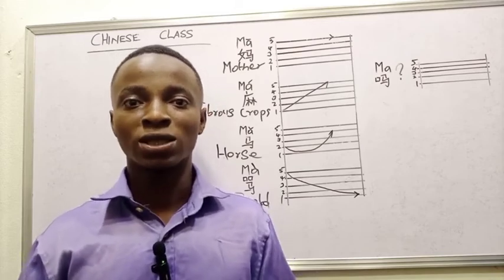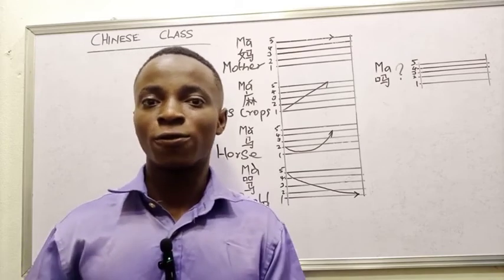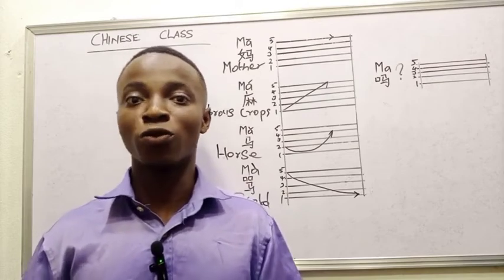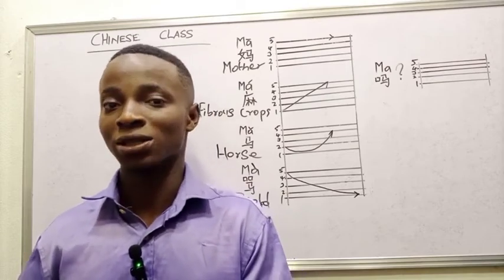In the first lesson, we are going to talk about the four initials of the Chinese language, which are also known as the labial initials.